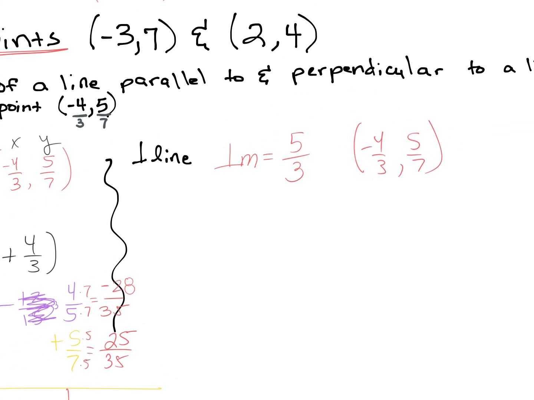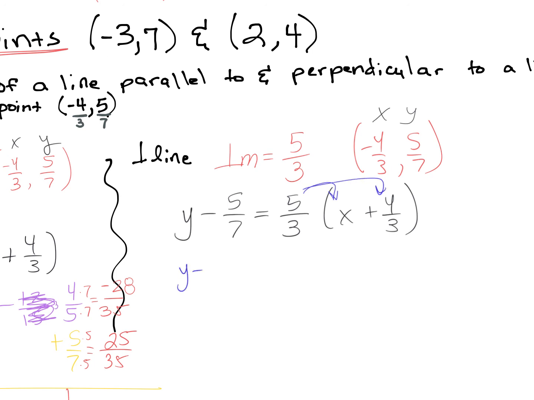We're going to use our point slope form. So I have y minus 5 over 7 again equals, my slope this time is positive 5 over 3, and then I have x minus a negative becomes plus 4 over 3. If you guys notice, it's the exact same setup. The only thing that changed was the slope that we used, right? So we're going to do the same thing. We're going to distribute 5/3. So this y minus 5 over 7 stays. That'll be the last thing we do.